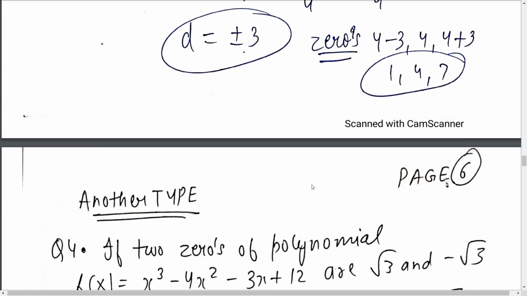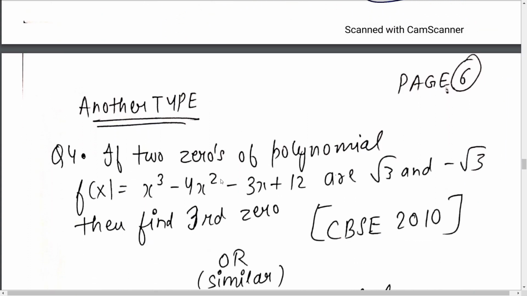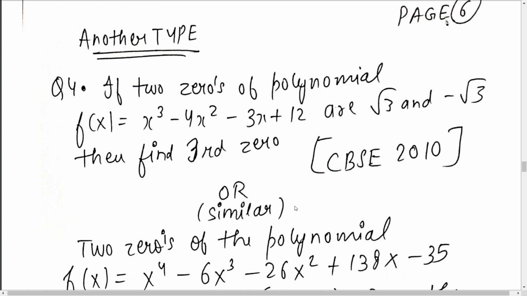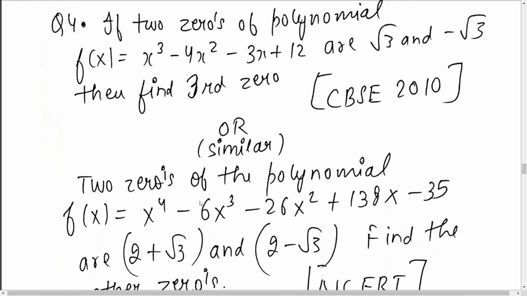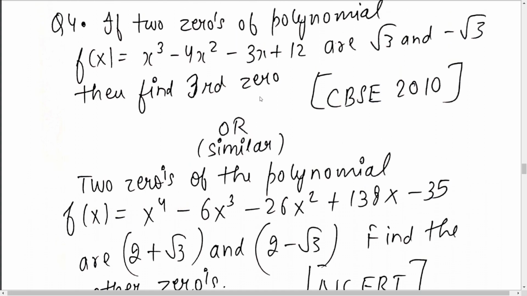Now I'm showing you another type of questions. In these questions, two zeros of the polynomial are given. We have to find the third one in case of a cubic polynomial. A cubic polynomial is given and two roots are given. We have to find the third zero. And a similar question is based on this. If a biquadratic polynomial is given and two roots are given, we have to find the other two roots. So you must be finding these two questions very similar, right?